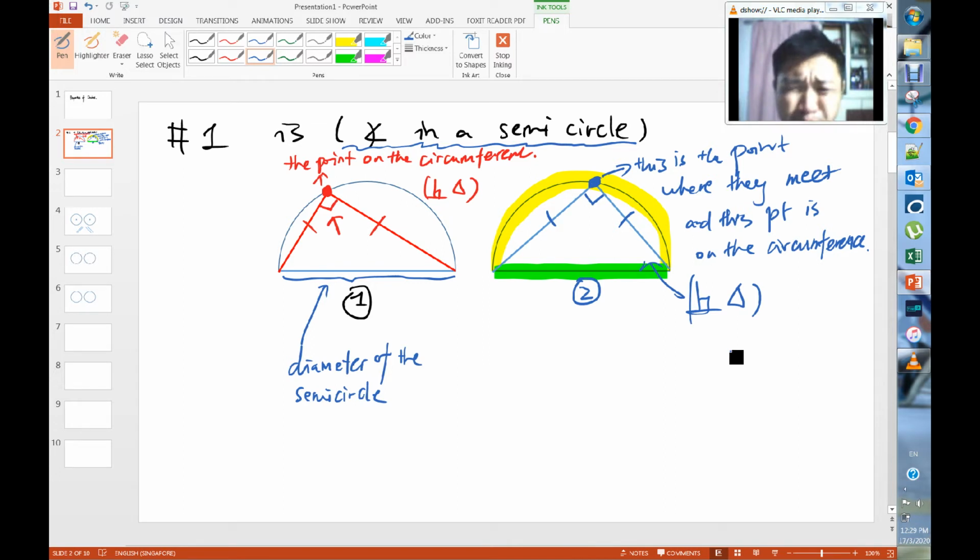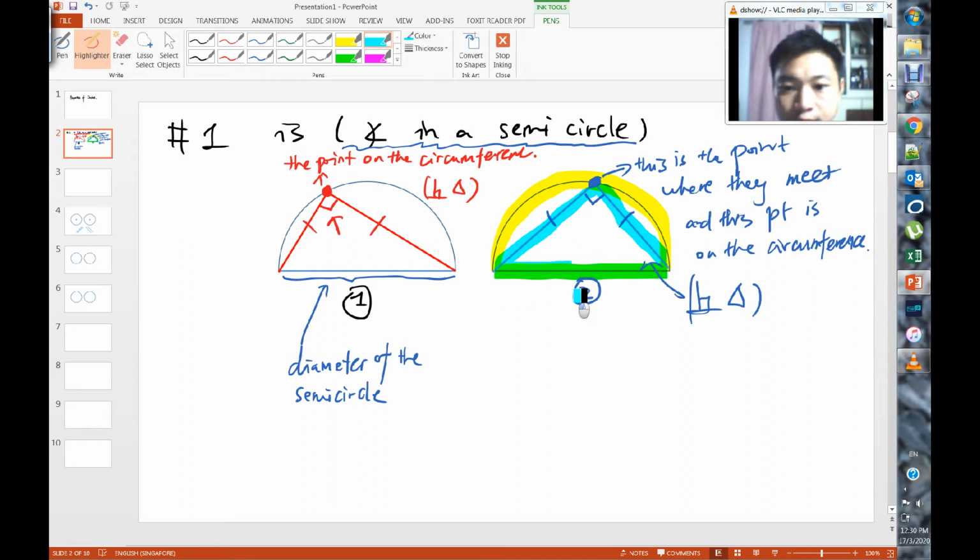So generally, what do you have before you can use this rule number 1? You must see a triangle inside this semicircle. In this case, let me use a different color. So you have this triangle, right?